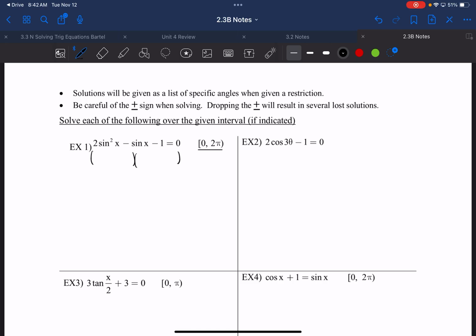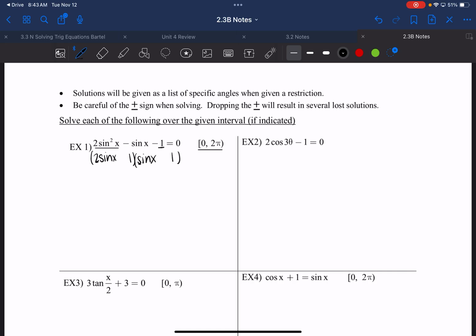So I make my factors, and I ask myself, whatever I'm going to put here and here has to multiply to give me 2 sine squared. So what multiplies to give us 2 sine squared? 2 sine and sine. So I have 2 sine of x and sine of x. All right, and what multiplies to give us 1?